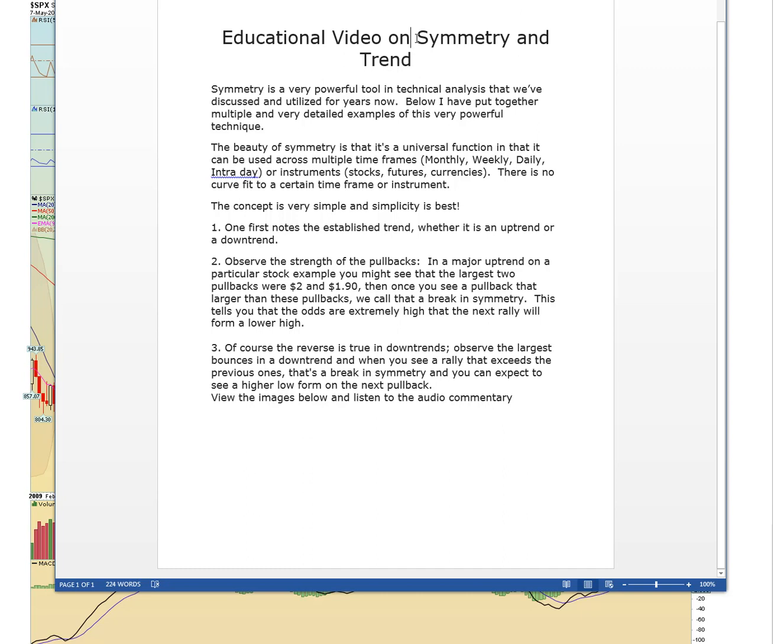In fact, some of it's so simple I think people would be very surprised how well this works given the simplicity. But one thing we've learned in life, sometimes simplicity is best, and that's definitely what this is. So let's get started here. I have some text here written, but basically, again, it's a very powerful tool.